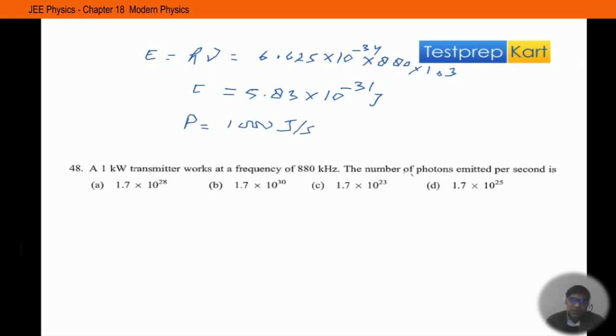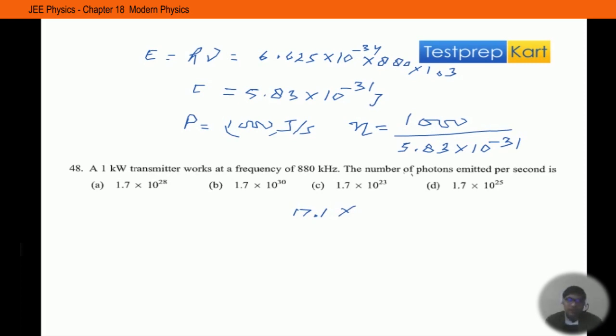So total energy per second is 1000, and for one photon this is 5.83 into 10 to the power minus 30. The number of photons is the total energy per second divided by the energy emitted by one photon. Here we need to adjust the power of 10 in the numerator. So this is 100 into 10 to the power 30 divided by 5.85. So this is 17 into 10 to the power 30. So option B is correct here.